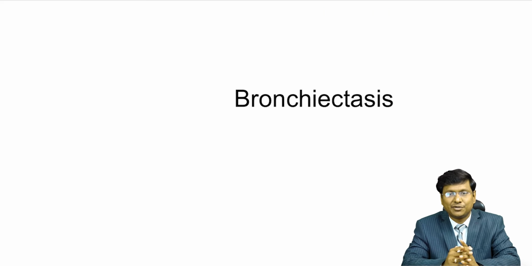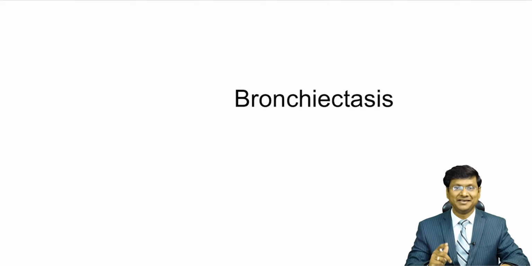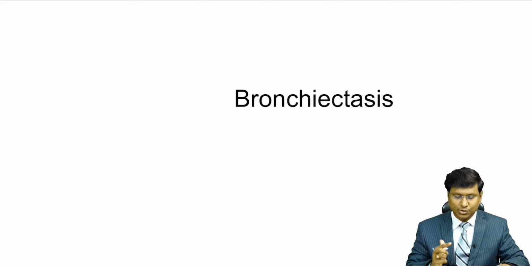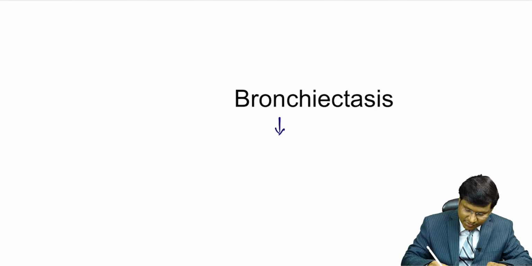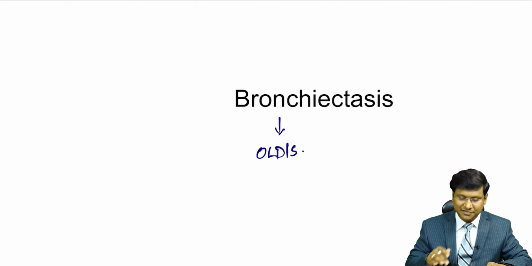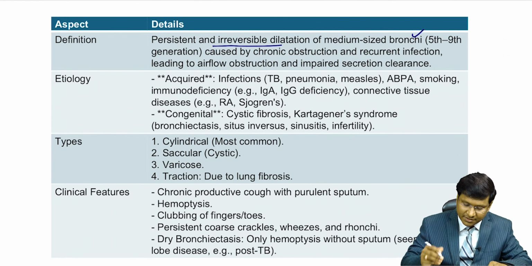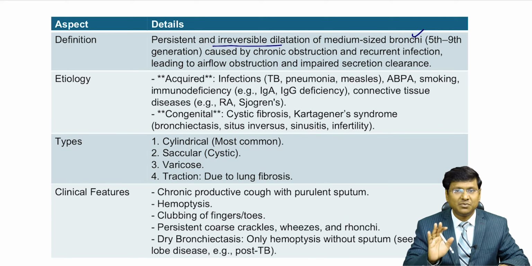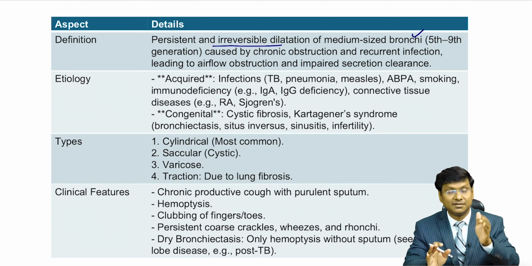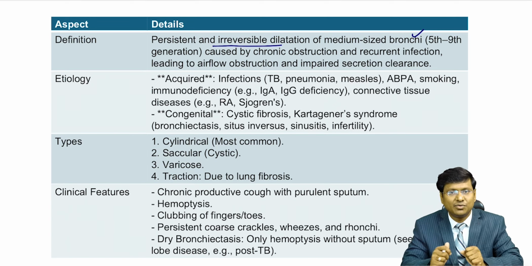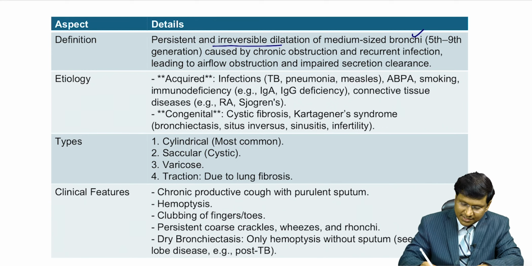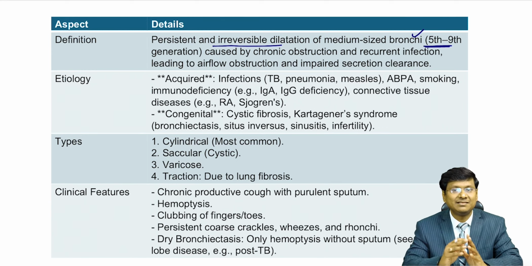So the next important topic for quick revision in pulmonology is bronchiectasis. Bronchiectasis is also an obstructive lung disease, and it is a disorder characterized by persistent and irreversible dilatation of the medium-sized bronchi. And what generation of the bronchial tree will undergo persistent irreversible dilatation? It is the 5th to 9th generation.